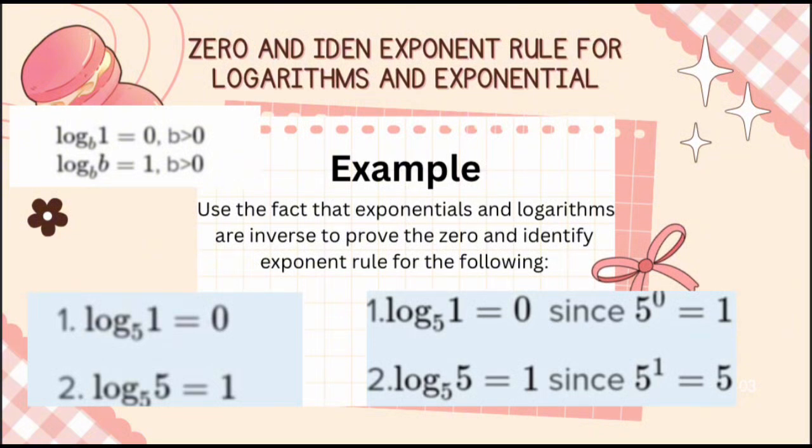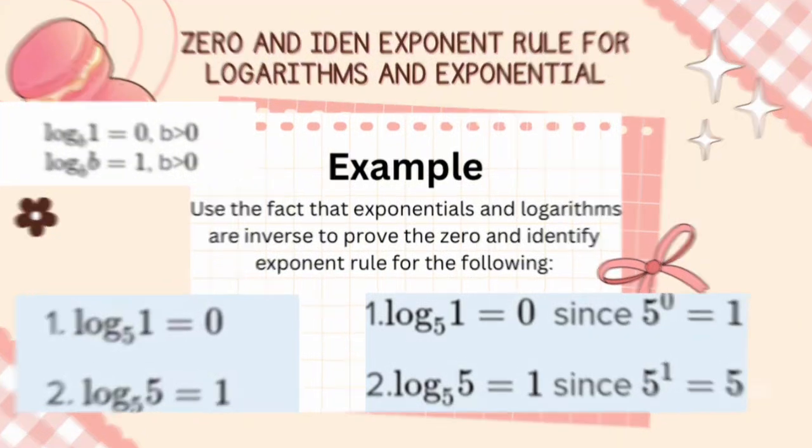So, this is an example. Use the fact that exponential and logarithms are inverse to prove the zero and identity exponent rule for the following. This is our sample number 1. Log 1 to the base 5 equals 0, since 5 to the power of 0 equals 1. Number 2. Log 5 to the base 5 equals 1, since 5 to the power of 1 equals 5.